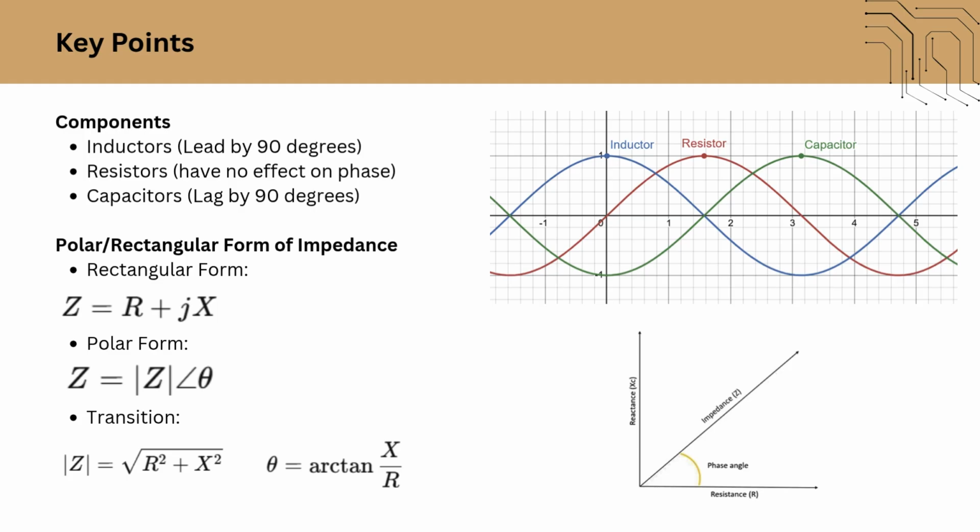In these circuits, the inductor causes the current to lead the voltage by 90 degrees, while the capacitor makes it lag by 90 degrees, as shown in the graph. Impedance is a vector quantity that combines both magnitude and phase, and it can be written in either rectangular or polar form. It can also be converted between the two, as shown.